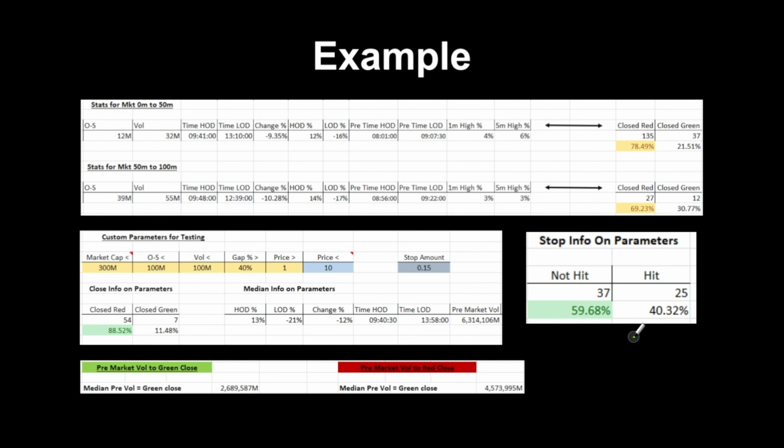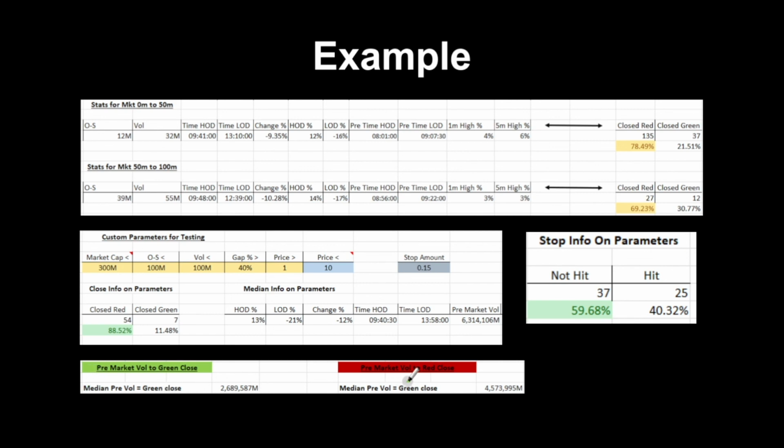But then you'll need to look into what's your average winner, what's your average loser, how does that stack up with R and all that kind of stuff. And then you'll need to put it into an equity curve so you can see if this is actually profitable or not. And then just a final example was a medium pre-vol for green close.